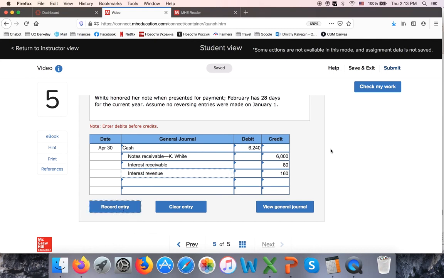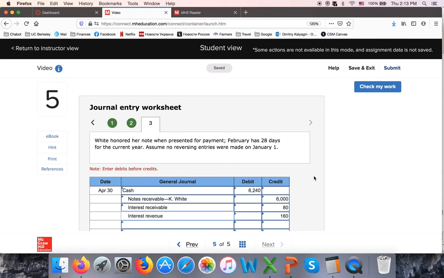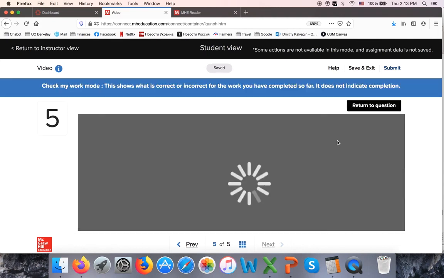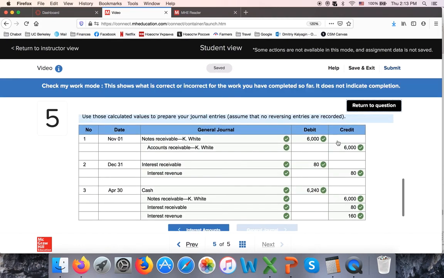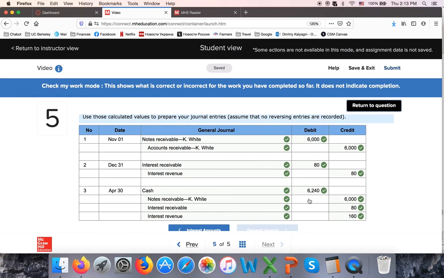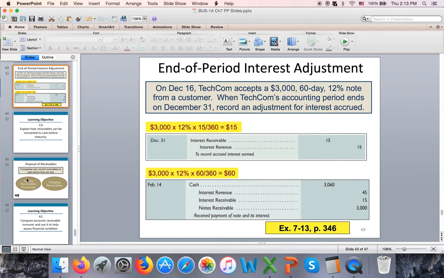We are done. Record the entry and we are good. Check my work. Here you go. So you will have to make those adjustments and transactions. So let me go back.